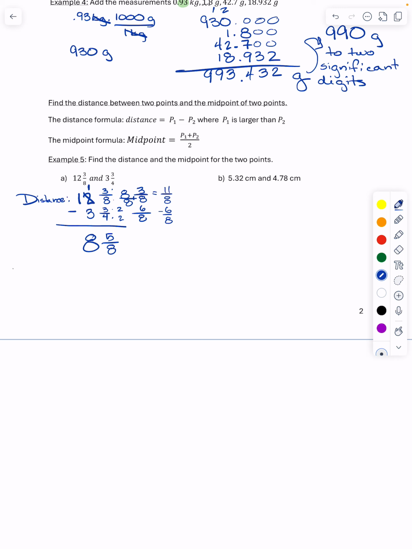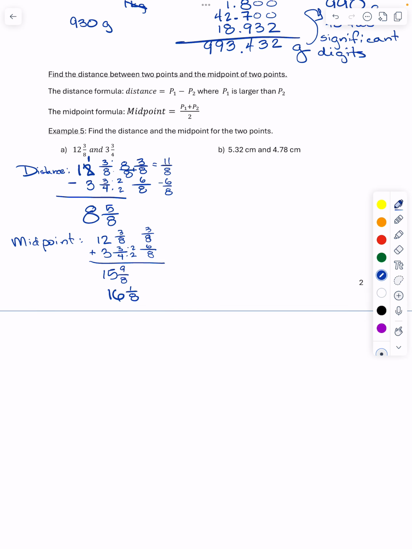To find the midpoint, we are actually going to add these two. Again, I need a common denominator. Nine eighths is bigger than 1, so I'm going to pull that 8/8 out and make this 16 and 1/8. That is the numerator. So now I need to take that and divide it in half.